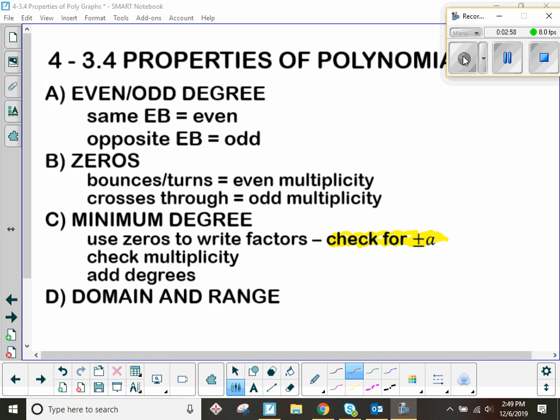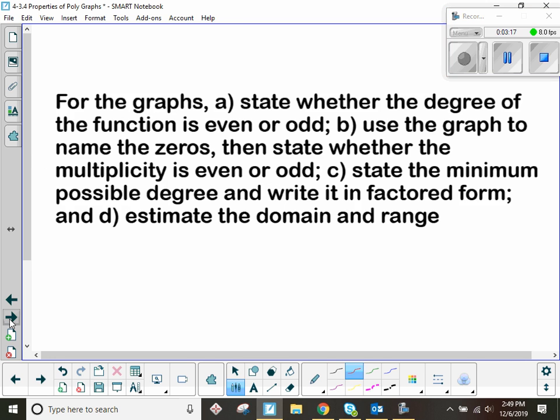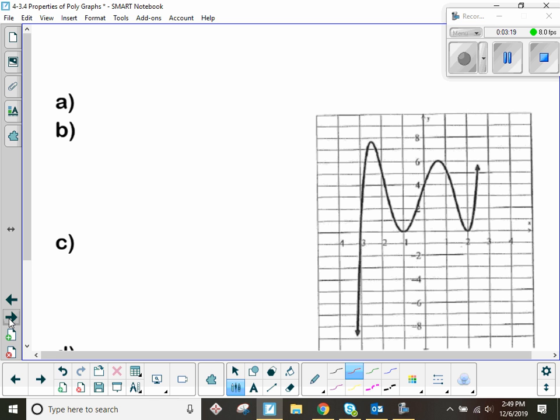All right, thank you. State whether the degree of the function is even or odd. So just as a little reminder, if you were to go back to that left side of your notes and look at part A, there's your little hints, right? If the end behavior is the same, you know the degree is even. If the end behavior is opposite, you know it is odd. Hayden, what's up with the end behavior here? Is it opposite or the same? Opposite, right? And so, or did you say odd? You said opposite, okay. Thank you. So opposite end behavior means the degree is odd.